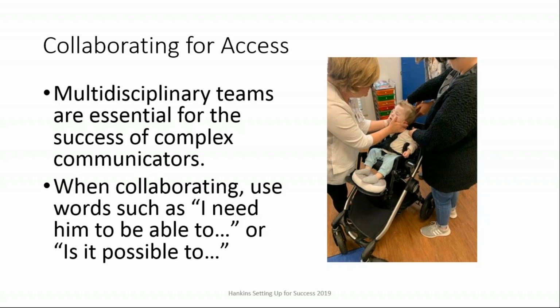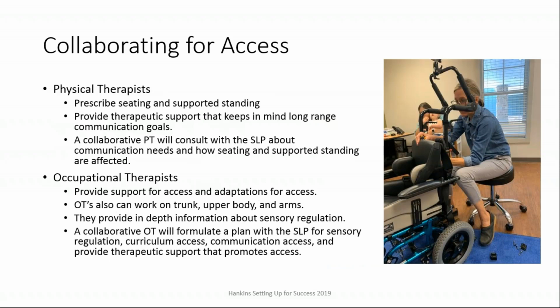Multidisciplinary teams are just essential for the success of complex communicators. So when you're collaborating, you want to use words like, I need him to be able to do this, or can we make something happen that does this? And making people aware in other disciplines of what you need will really help them help you better. And the same thing goes for them, helping educate them about points of access and what you're doing will also kind of keep the team flowing. But it's really fun having all of those discussions.